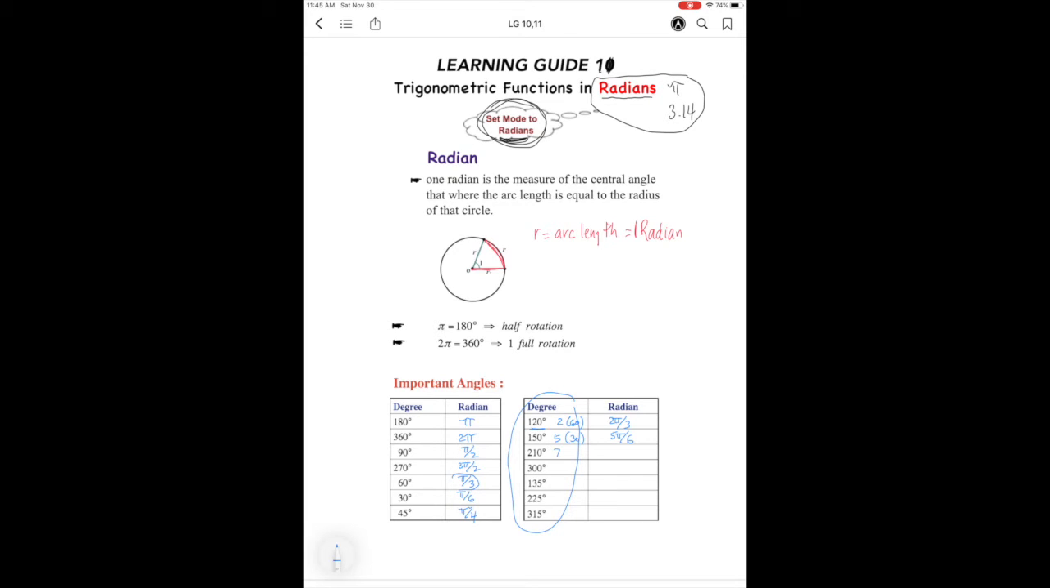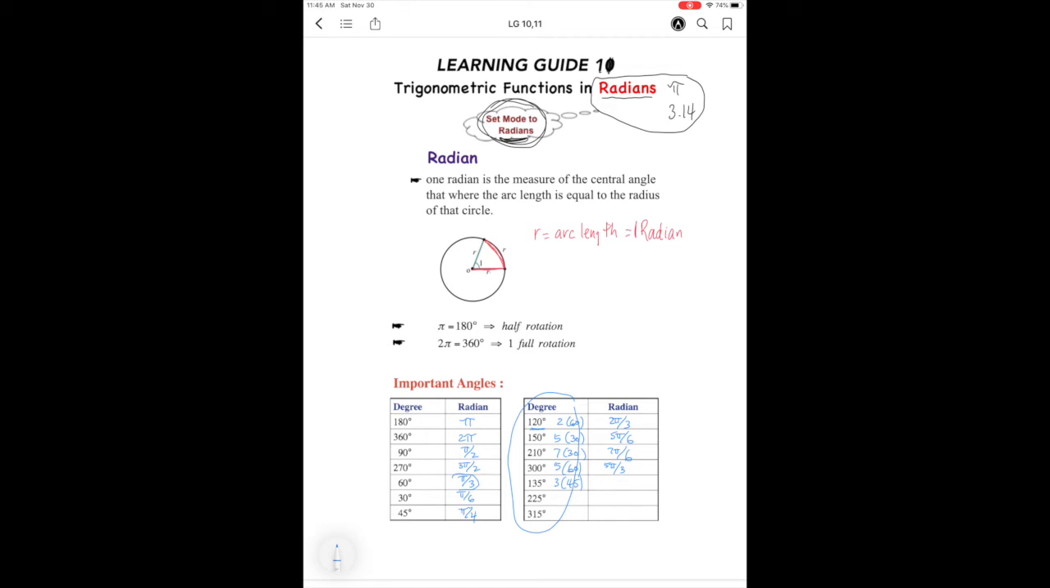Now going down, we can just do the same thing. We have 7 30s here. So we know that's 7 pi over 6. And 300 would be 5 60s. And so we know that's 5 pi over 3.